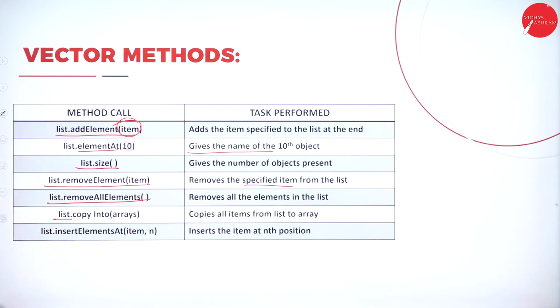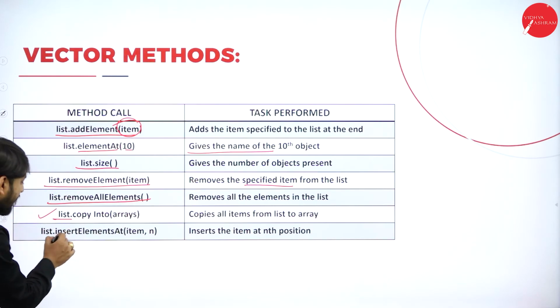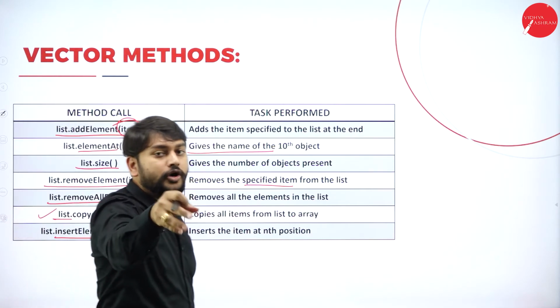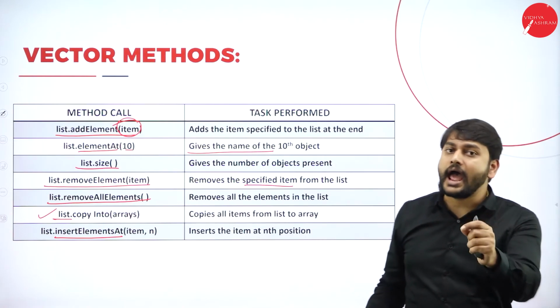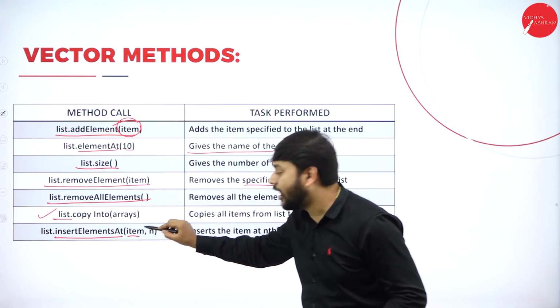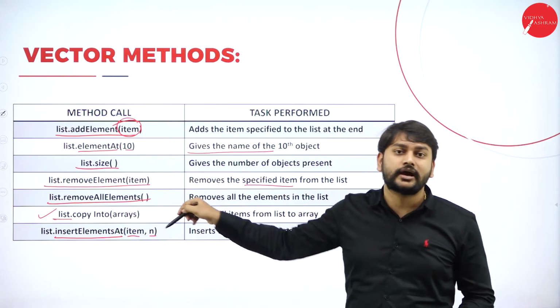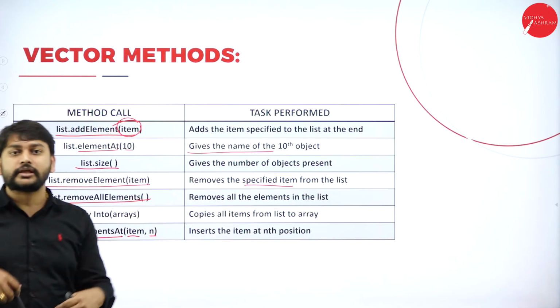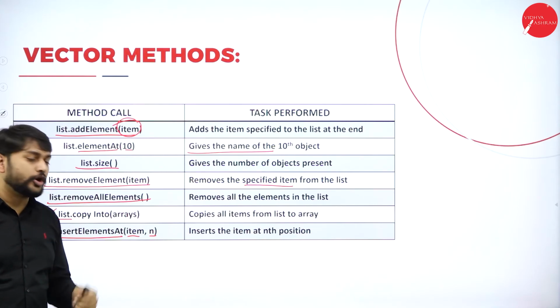List dot copy into array: whatever elements you have in the list will be copied to the array. That's what you need to understand with respect to this method. And the last one that I have, list dot insert element at: to the specified location, you can add the element or the object. So this is my item and I need to insert it in this particular location. So it is accepting two parameters. That's what you need to observe here.